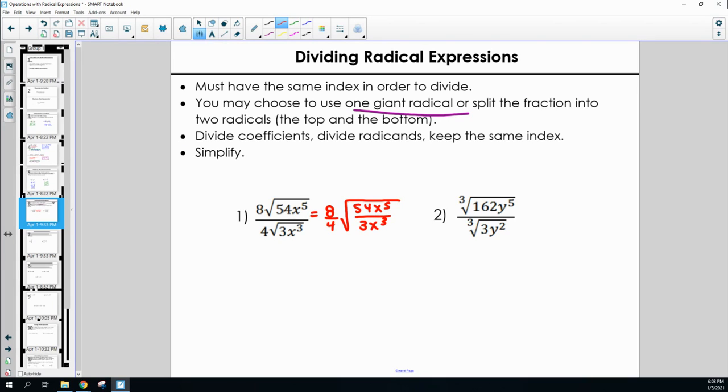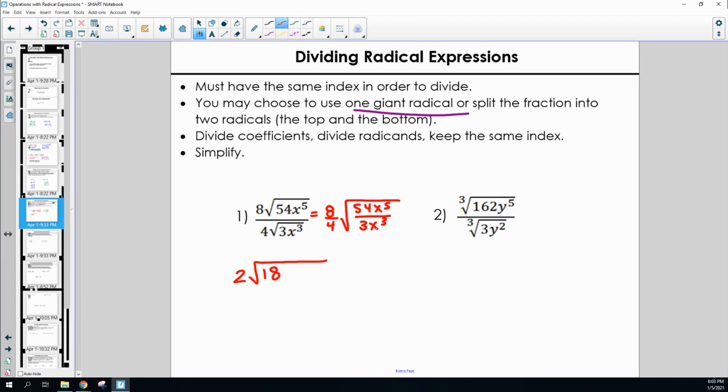By writing the fraction as one big radical instead of a radical of the top and a radical of the bottom, we can simplify what's underneath the radical first before we simplify. So we're going to divide any of our coefficients. So 8 over 4 is going to give us 2. Because I've written this as one big radical, what I can do now is divide everything that's inside. So 54 divided by 3, that's going to give me 18.